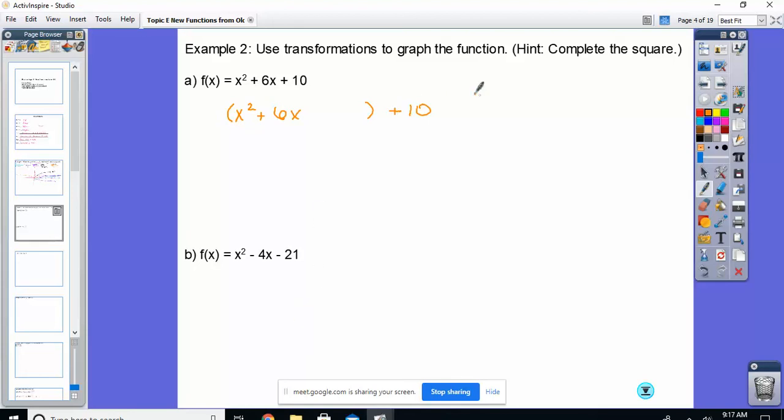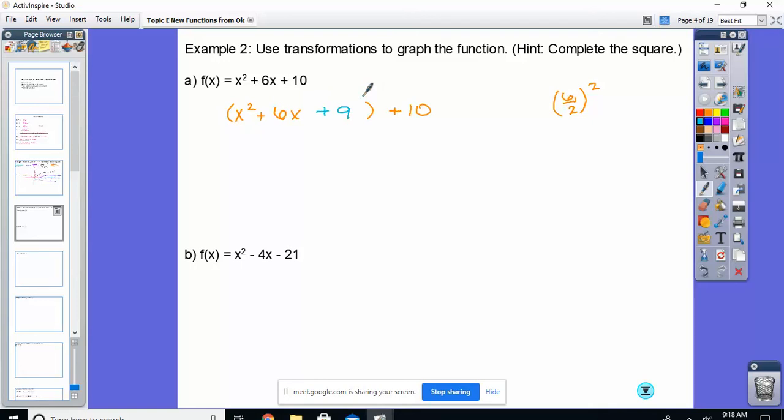Then, to complete the square, you take your middle term, always divide by 2, and square. So 6 divided by 2 is 3, 3 squared is 9. So we add a 9 to this.